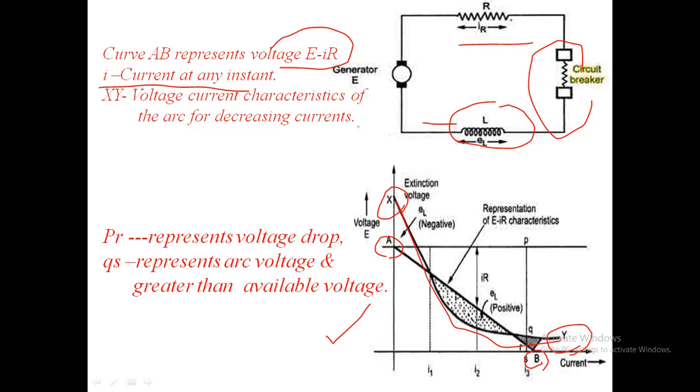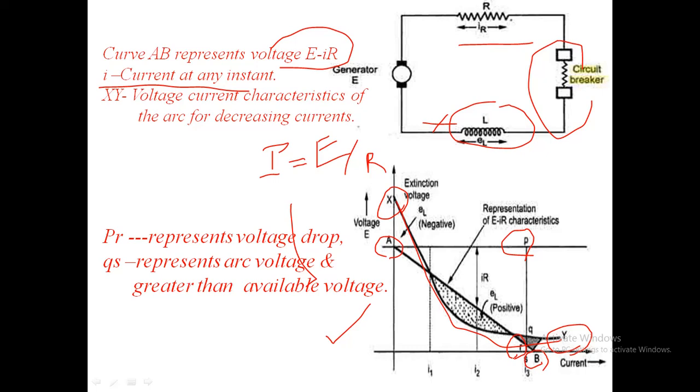When the circuit breaker starts opening, it carries a load current I equal to E by R. In the graph, the current is to be reduced, and the reduced current is represented by I1, I2, I3. Here we have the sections P and R.